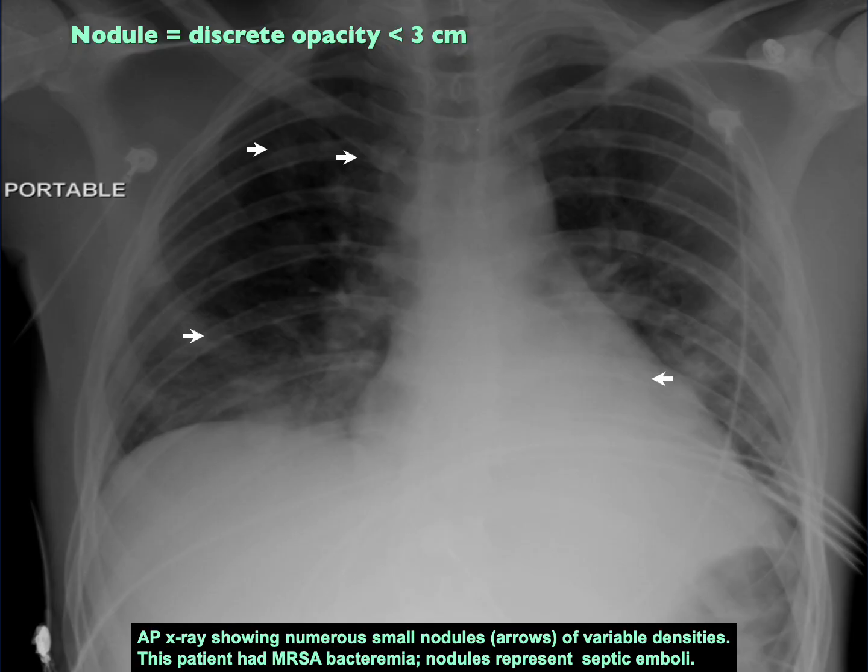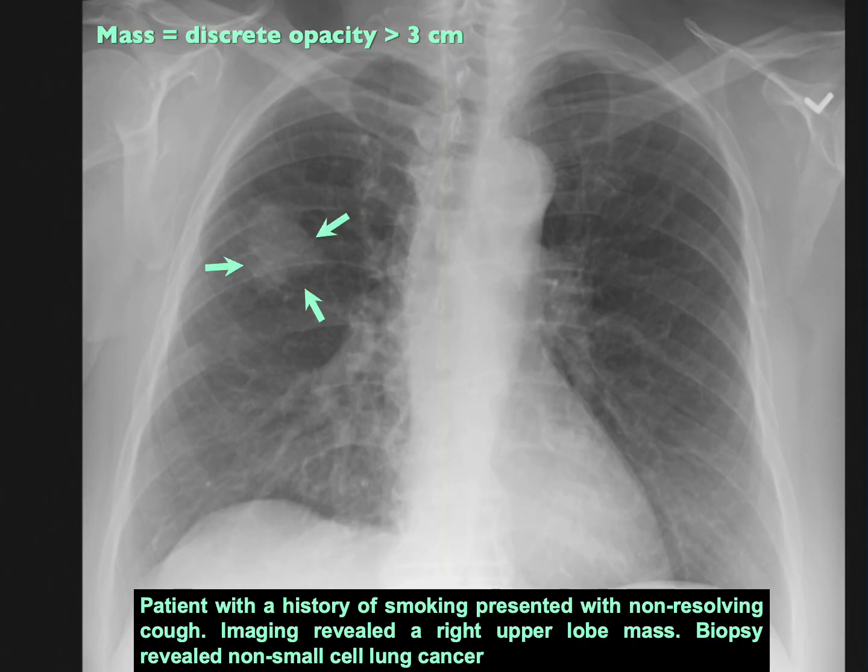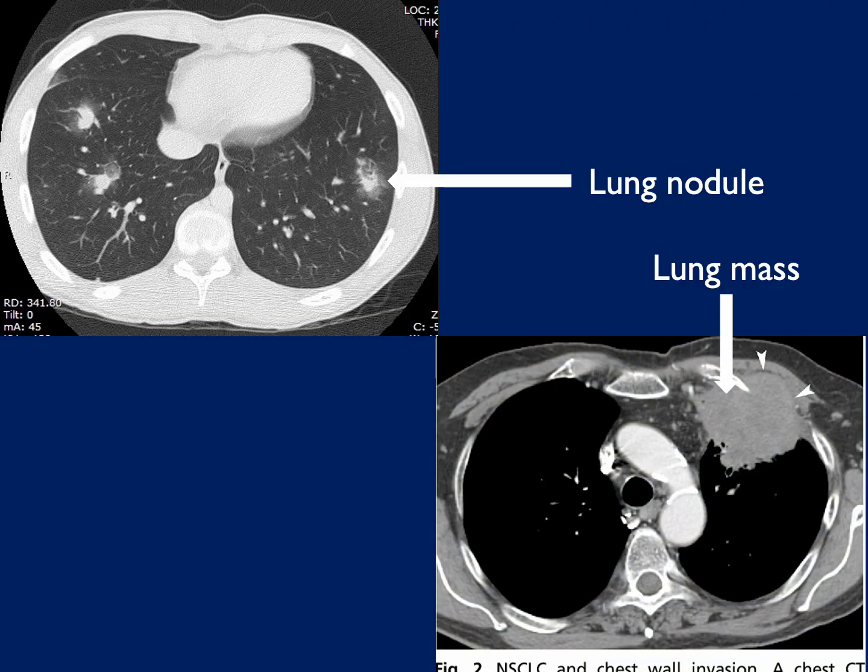In this X-ray, you can see the white arrows depict rounded, small opacities. Those are called nodules because their size is much smaller. If you look at this X-ray, you can see a large opacity. This has become a mass. It's rounded, it's large in size, larger than 3 centimeters. Of course, both nodules and masses are concerning for malignancy or cancer of the lungs.